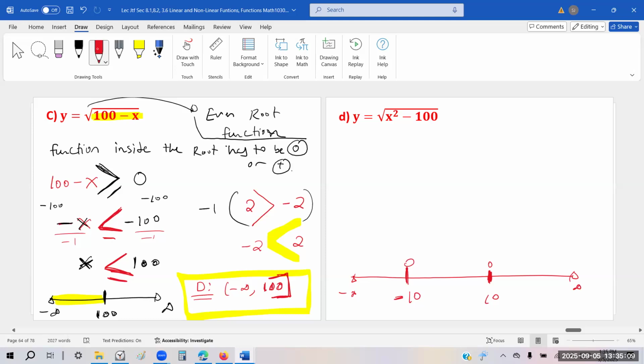Now we want the inside to be only positive, right? Because we know these two make it 0. So you're okay with them. Negative 10, positive 10, you're fine. Now we have 3 intervals. Which of these intervals makes the inside positive?